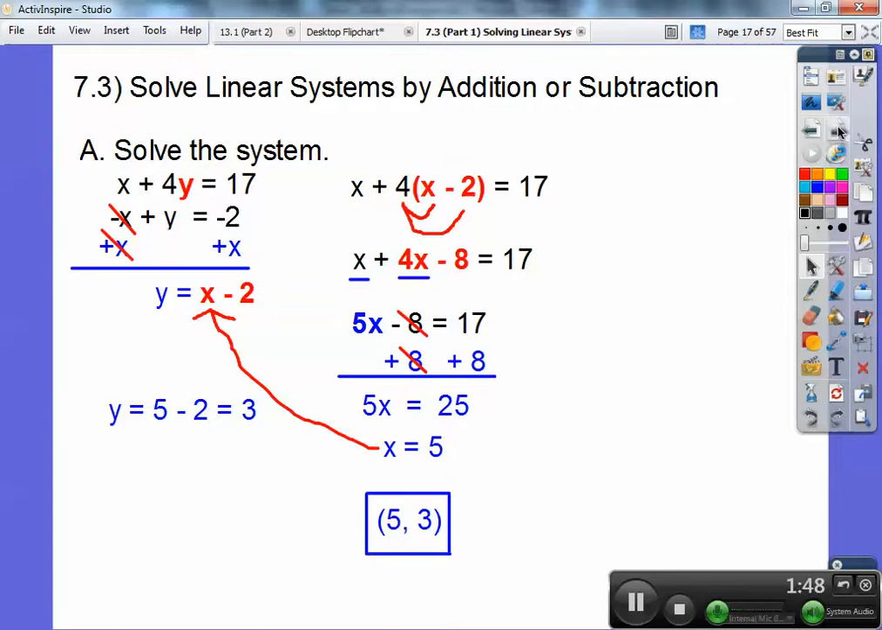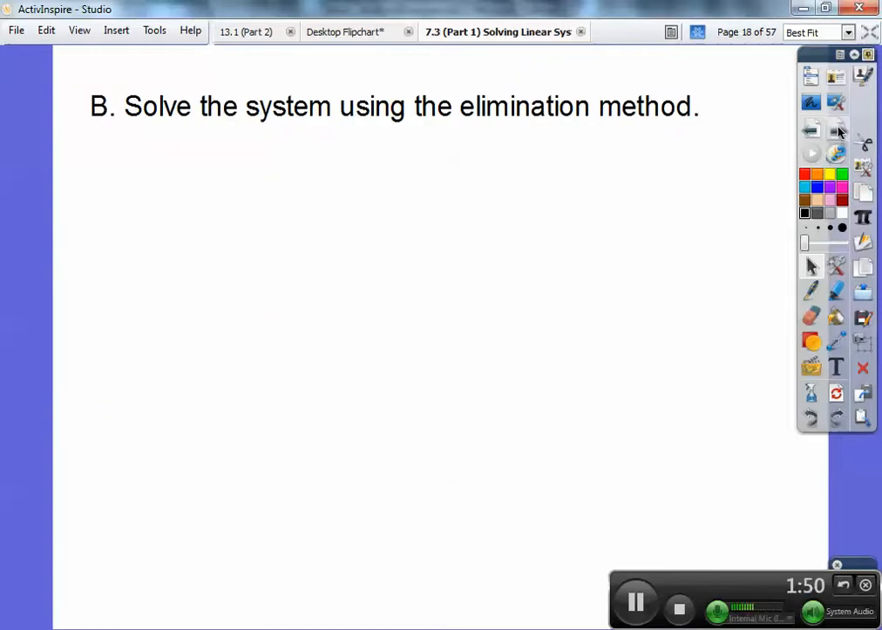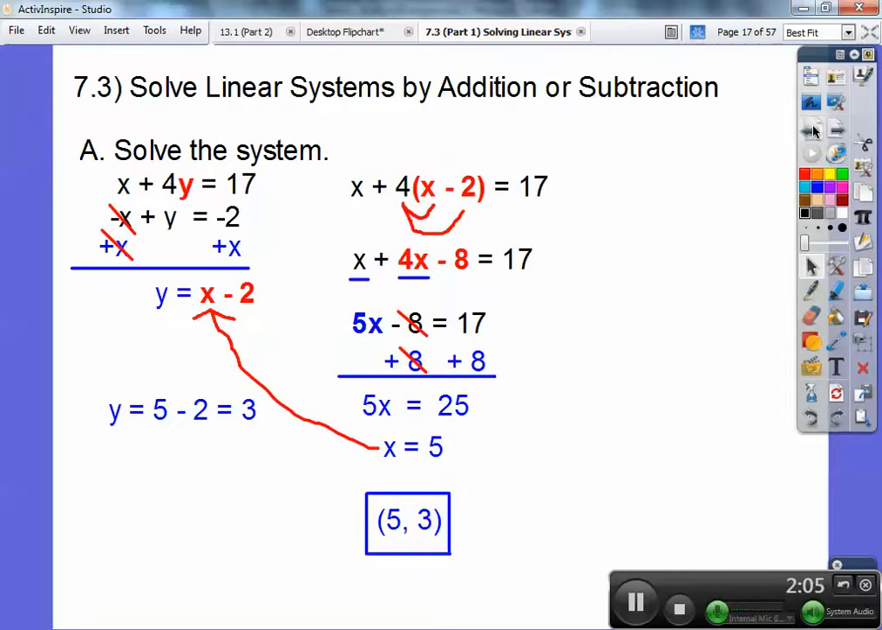So the answer is 5 comma 3. Now we're going to solve using what's called the elimination method, and watch how fast this works. These are the same equations as number 1 in section A, so we're going to get the same answer, 5 comma 3.